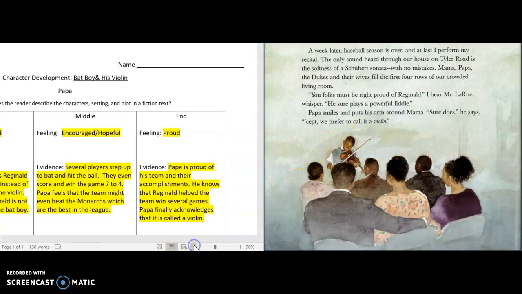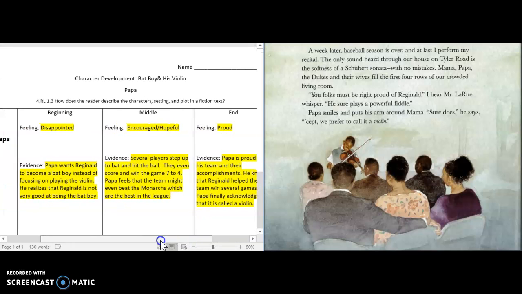So again, boys and girls, just to remind ourselves why we're taking the time to do this. We do this so that we really understand our characters and what they've gone through from the beginning, middle to the end of the story. And this will also help us later this week as we're really thinking a lot about the theme or the lesson that we, the reader, learn through our characters' actions.